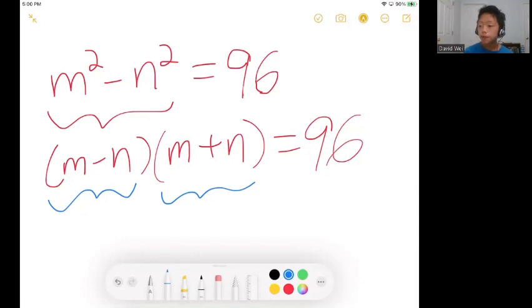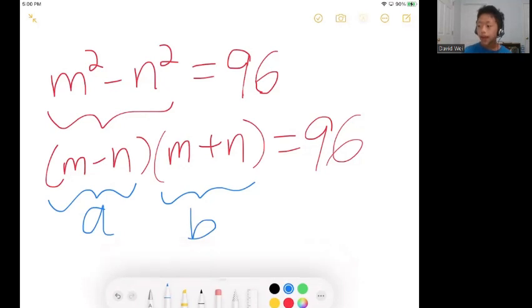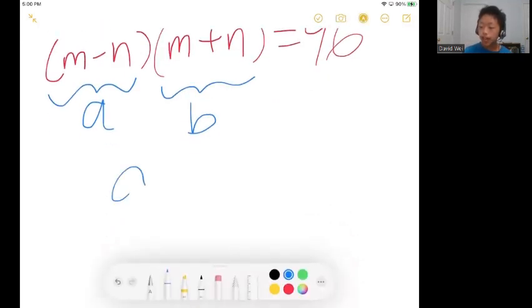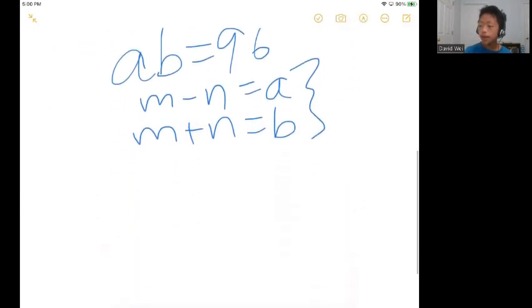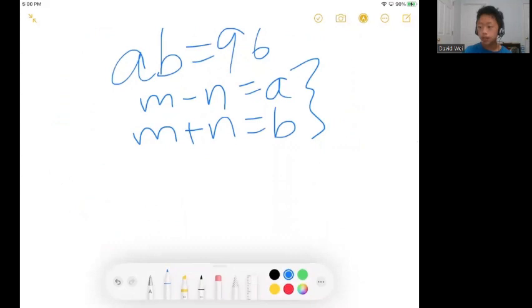Say m minus n is a, and m plus n is b. Then a times b is 96, where m minus n is a and m plus n is b. I'm just defining these new variables a and b. If I solve these two equations, you can just add them. You get 2m equals a plus b, so m is equal to a plus b over 2. Similarly, you can easily find that n is equal to b minus a over 2.